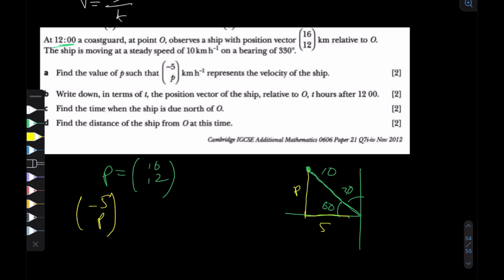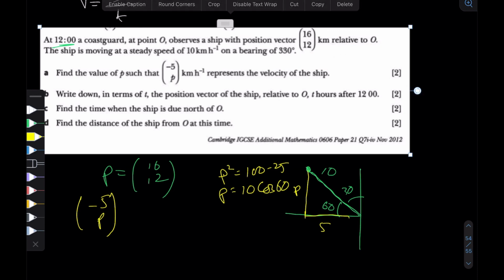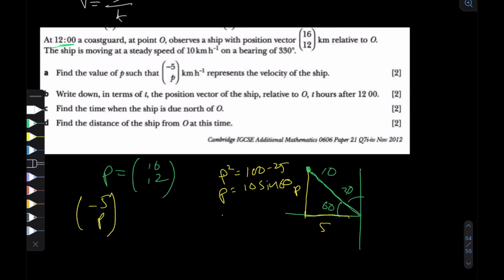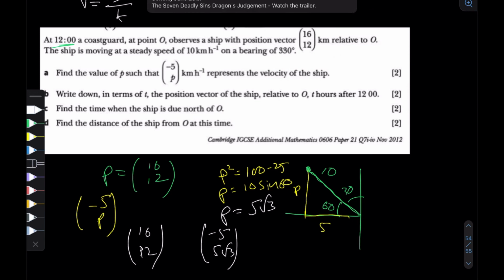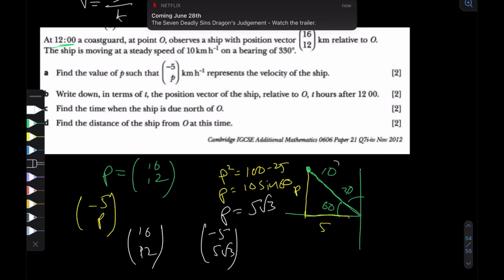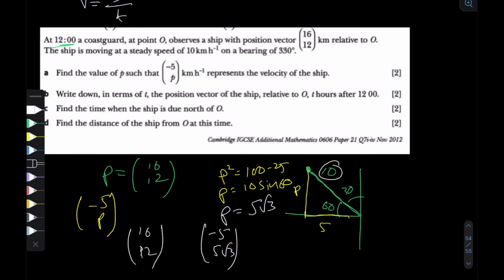You can do this in a lot of ways. You can do the Pythagoras theorem, that p squared will be 100 minus 25, or you can even do that p would be 10 times cos of 60, or 10 times sine of 60. So p will turn out to be 5 root 3. Right, so our position vector is 16, 12, and we are moving at the velocity of minus 5 and 5 root 3 kilometers per hour. Also this was 10 because speed is basically the magnitude of the vector.